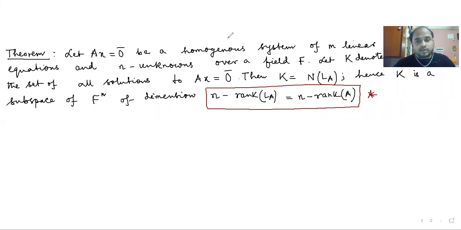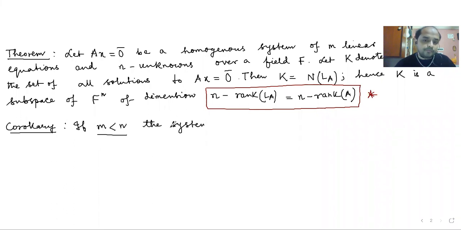And this theorem also has a corollary. The corollary says if m less than n, the system Ax equal to 0 bar has a non-zero solution.